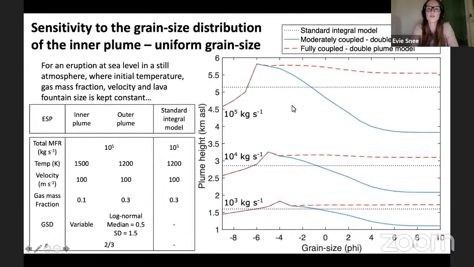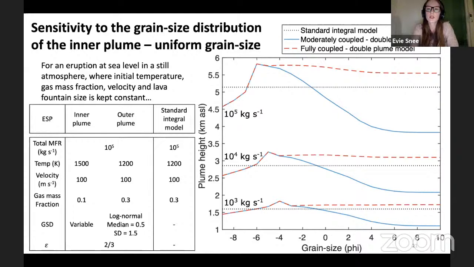And you can see I have plotted 3 different results for 3 different sized eruptions defined by their initial mass flow rates. And we have a dotted black line, which is the results for a tephra plume that does not contain a lava fountain, modeled by the standard integral model. You can see this is a straight line because we don't have a grain size distribution or a lava fountain in the standard integral model for a tephra plume without a lava fountain.